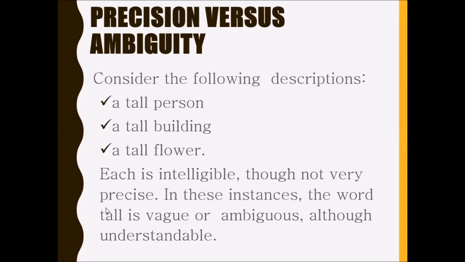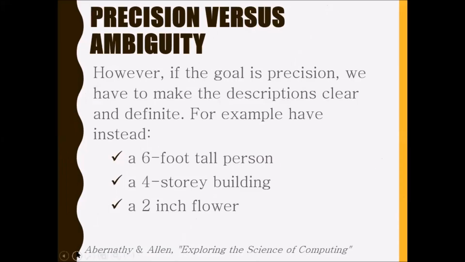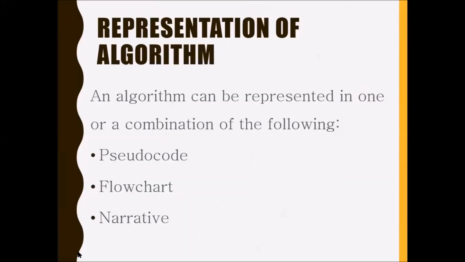Let's look at the precise. So it says a 6 foot tall person, a 4 story building, a 2 inch flower. Now that in itself is not ambiguous because I know how tall the person is, I know how tall the building is, I know it's 4 stories tall, a 2 inch flower, or a 6 foot tall person. All right, I get that.